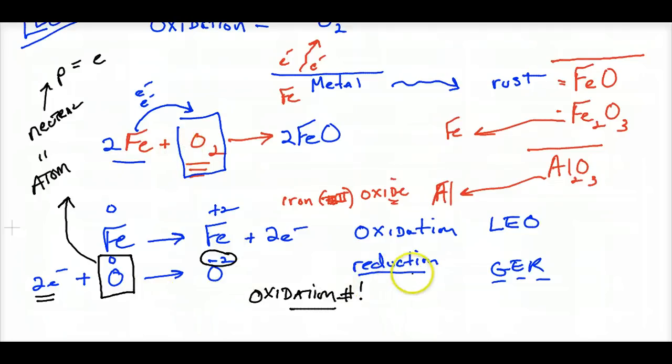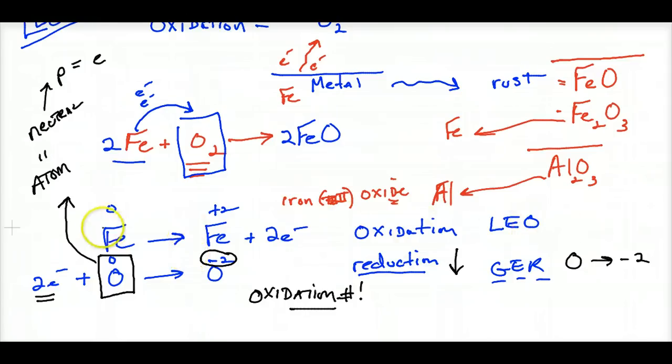So reduction means that your charge went down. Essentially, we're going from 0 to negative 2. And how did our charge go down? Because we gained electrons. And you know why oxygen gained electrons. It's very electronegative. We've talked about this in the periodic table and the bonding unit.